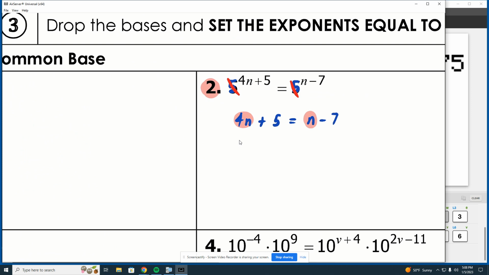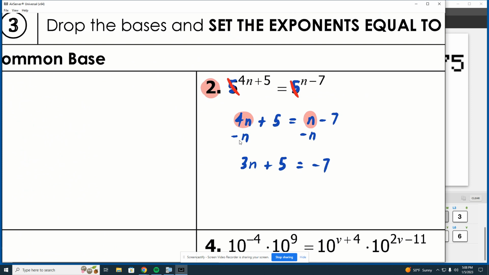So I've got 4n and positive n on opposite sides. I always like to move the smaller one. So I'm going to subtract n. 4n minus n is 3n. So 3n plus 5 equals negative 7.